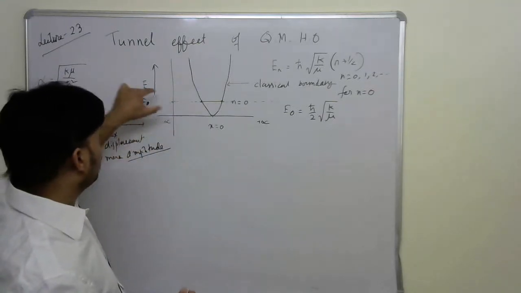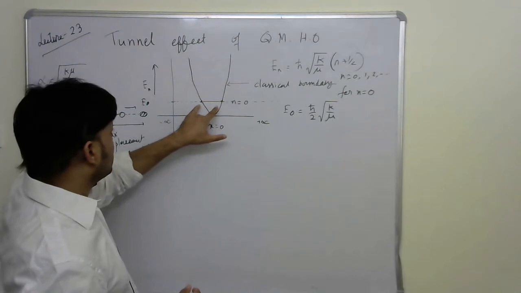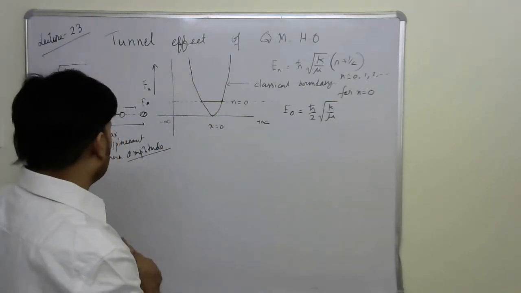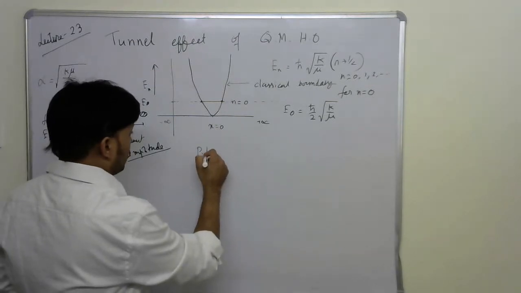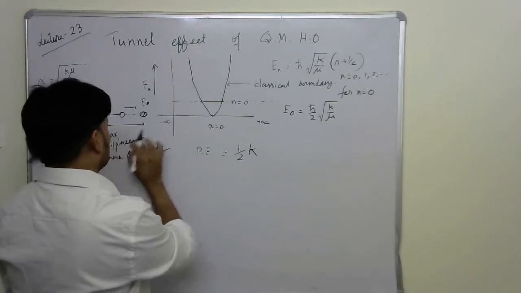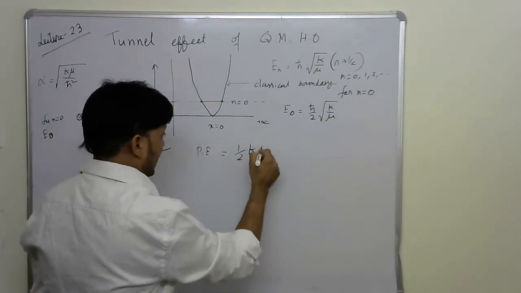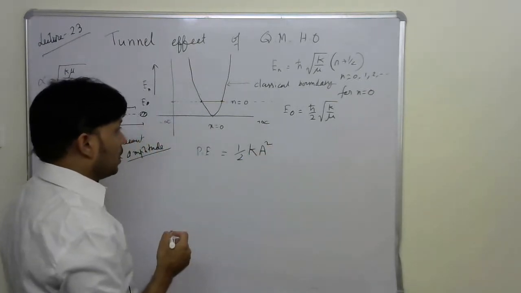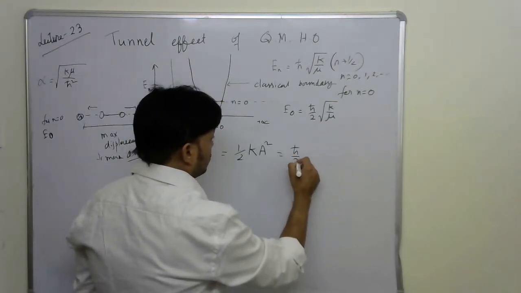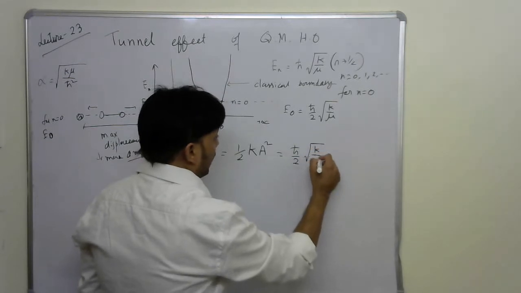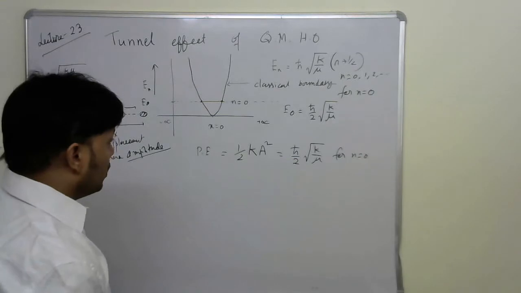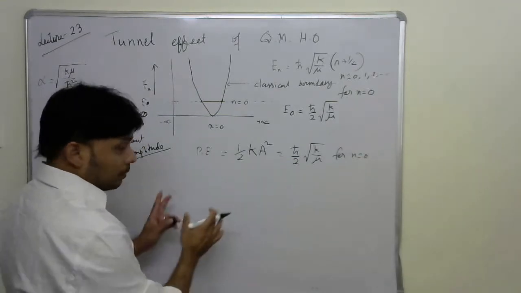So whenever it reaches these two positions, we can assume its potential energy, what is its potential energy? The potential energy then becomes half k, and instead of x, we take the maximum amplitude as a, so half k a square. So this becomes its total energy. Total energy means h cross divided by 2 root over k by mu for n equal to 0. All right, so now let's see some interesting situation.